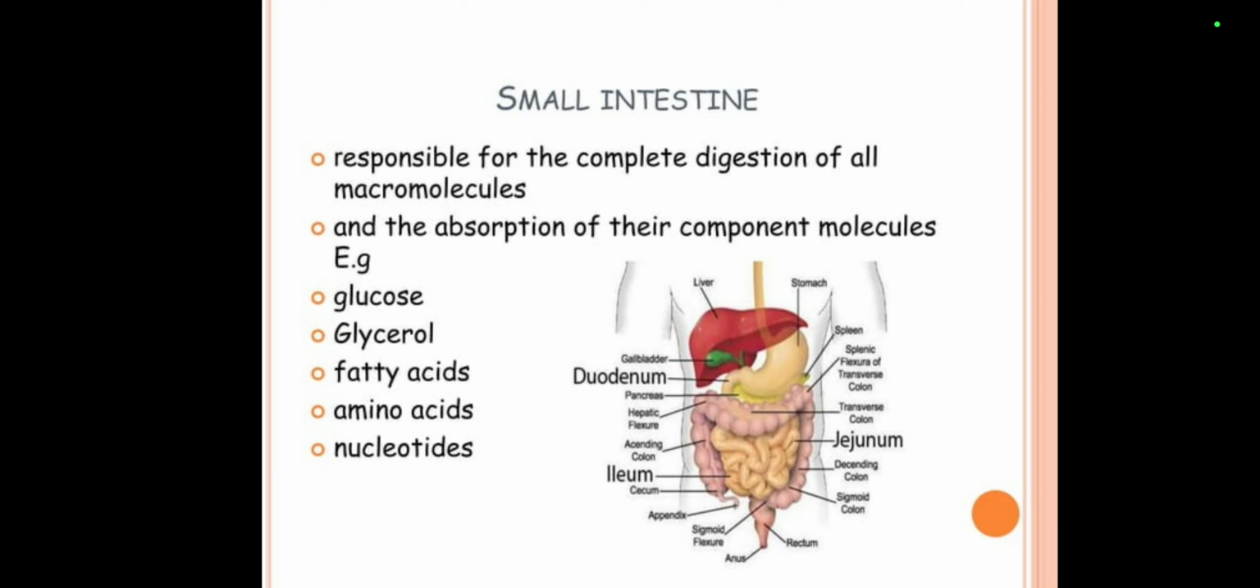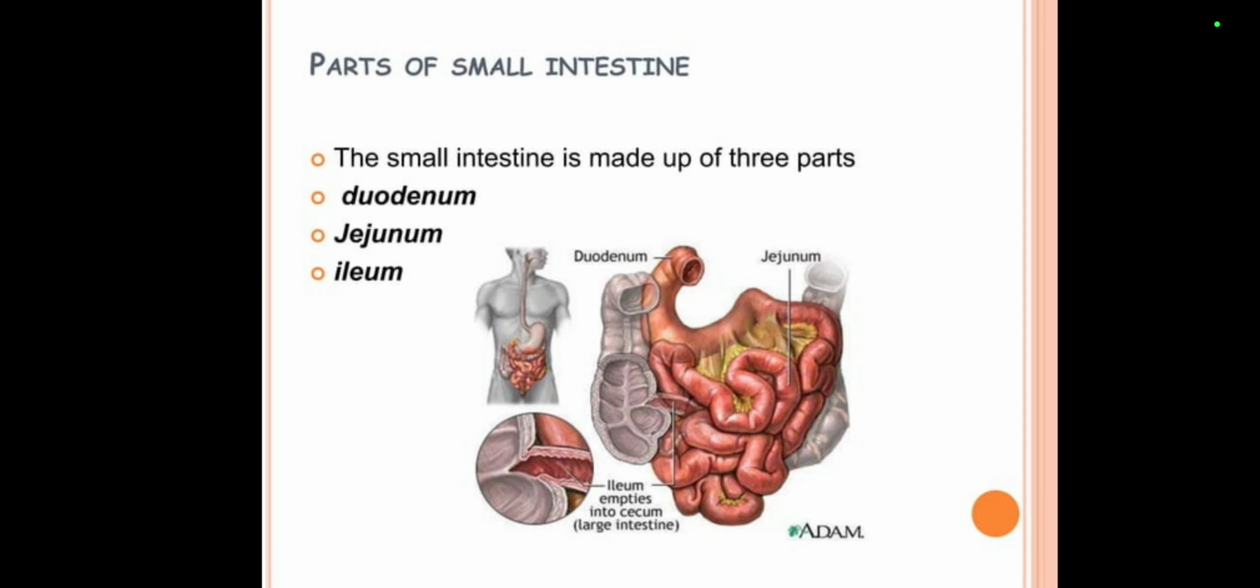Why? Because the building blocks of protein are amino acids. And we also have nucleotides. It is located in the nucleic acids because the building blocks of nucleic acids are nucleotides. Okay, moving forward. So these are the parts of the small intestine.